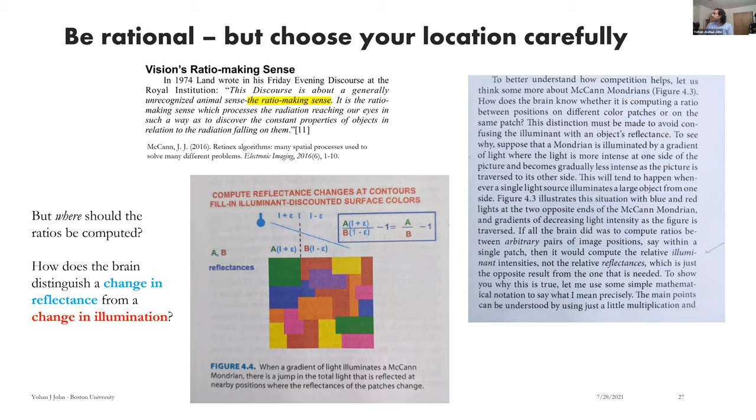In one of the earlier figures, if all the brain did was compute ratios between arbitrary pairs of spots in the visual field, then it would compute the relative illuminant properties. This you should just work out on your own, but it's not the relative reflectances, which is just the opposite result from the one that's needed. So if you were to sample the visual system that way, you would not get the answer that you wanted, like in the example, a bunch of ratios from various places.